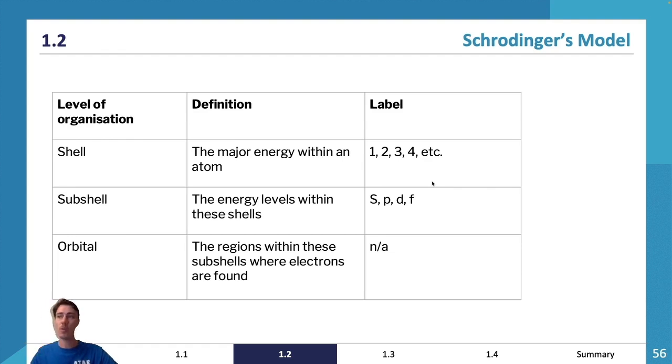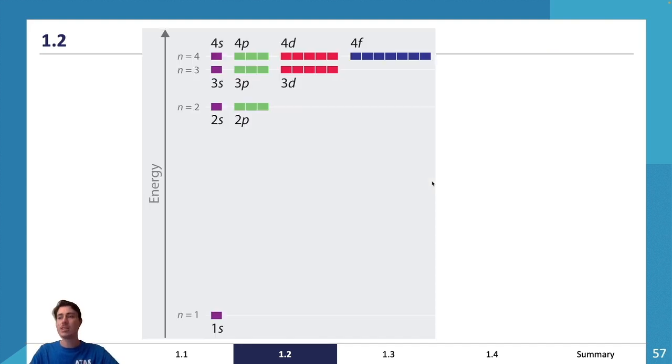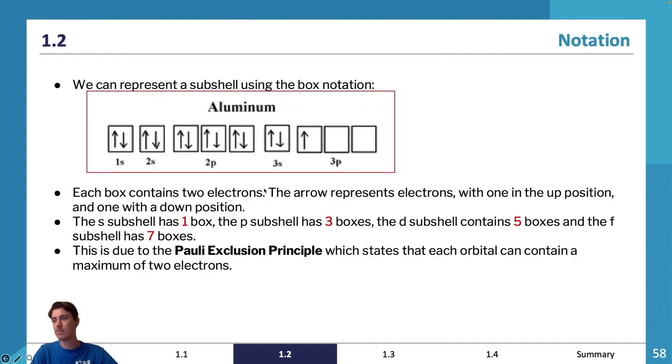And then you have orbitals. Orbitals are essentially the regions within these subshells where electrons are found. Now, you don't need to know about orbitals. It's probably a bit too far. You're not going to discuss them all that much. But as you can see, this is sort of what we looked at. These are energy levels, and these are where they were in their shell. So this is in the second shell, the third shell, the fourth shell. And we discussed that from there.